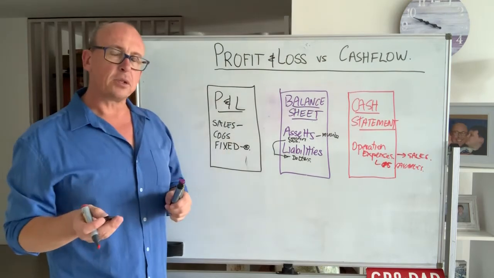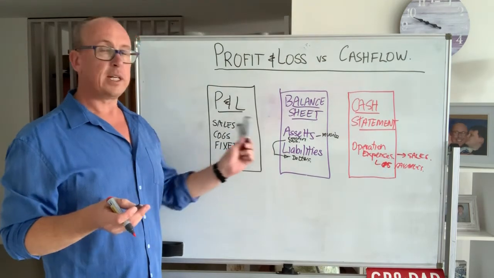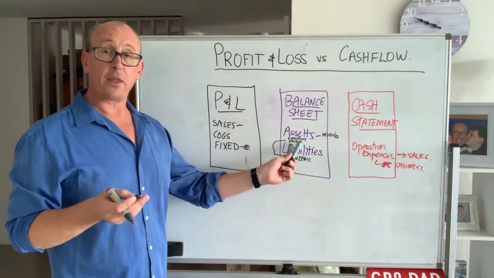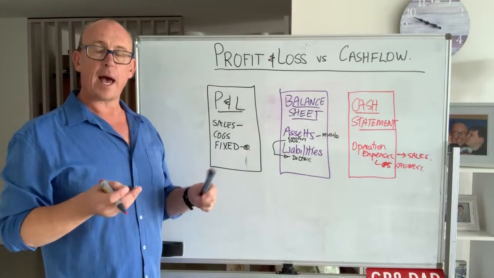It's called double entry accounting, by the way, because you'll notice whenever I did one on one thing, I had to do it on another thing. So there's always two entries that happen in accounting.